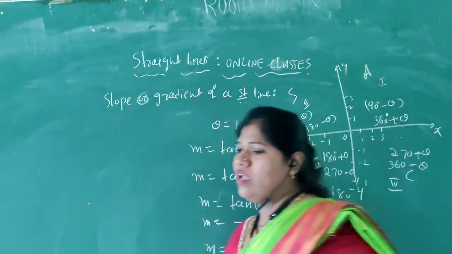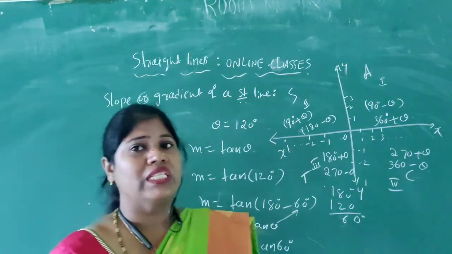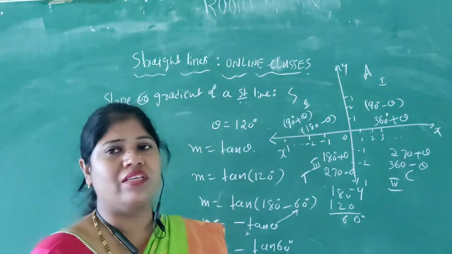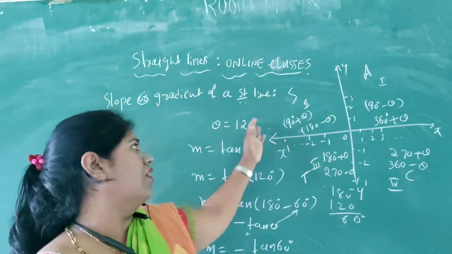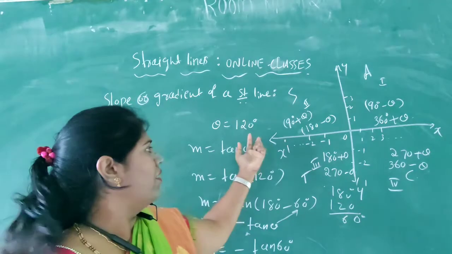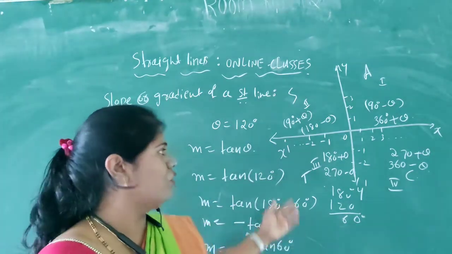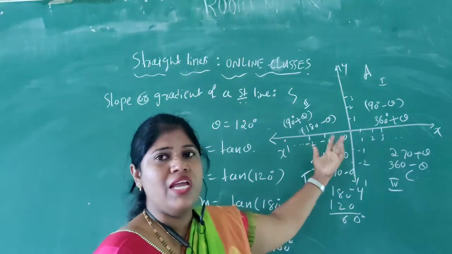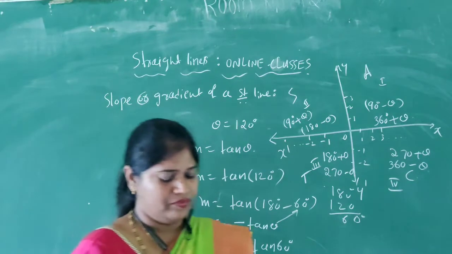So this is the method of finding slope if theta is given. Theta is the inclination of the line, so it is an angle. If it is 120 degree, we have to use the allied angles. We should have knowledge of this, then we can do this easily.